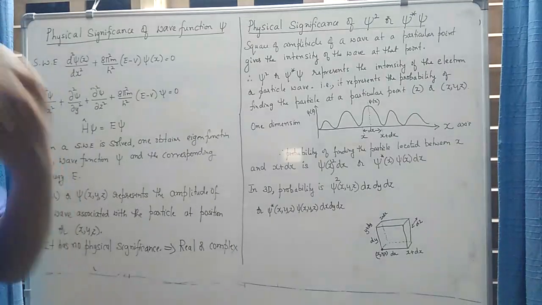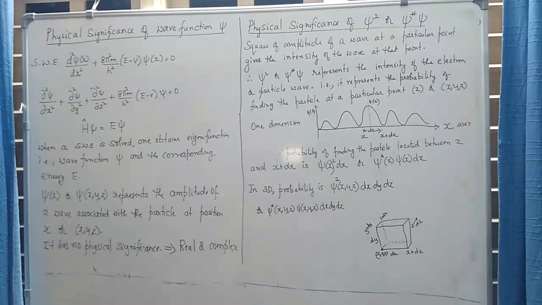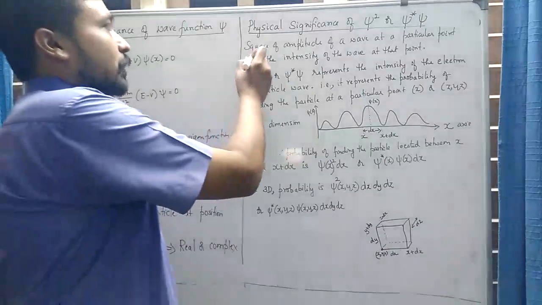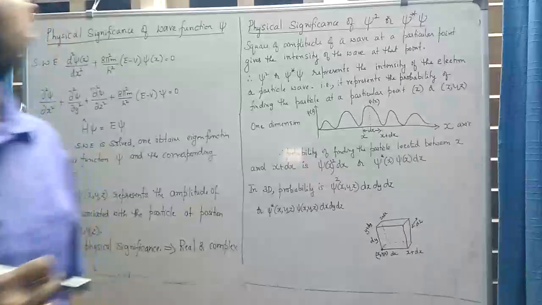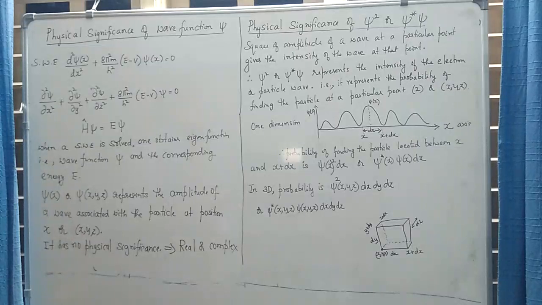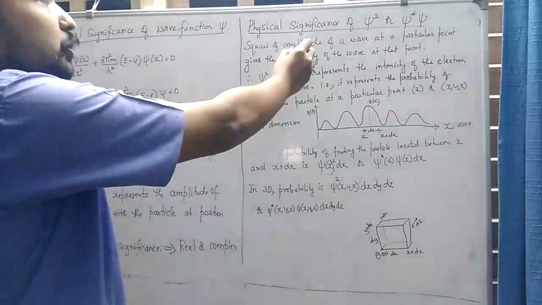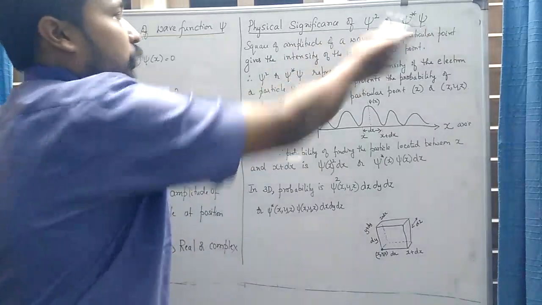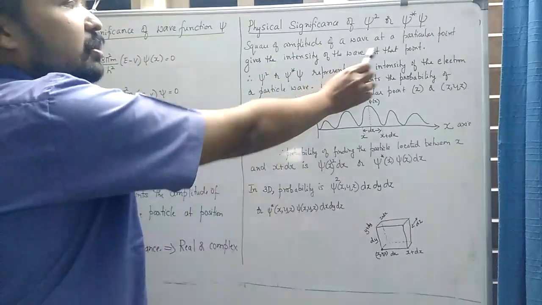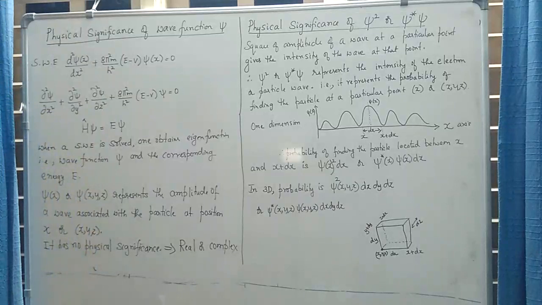From our previous knowledge about waves, we know that the square of the amplitude of any wave, whether it is a light wave, a sound wave, or a water wave, at a particular point gives the intensity of the wave at that point. So the intensity of the wave is directly proportional to the square of the amplitude. It means the greater the amplitude of the wave at a particular point, the greater is the intensity of the wave.